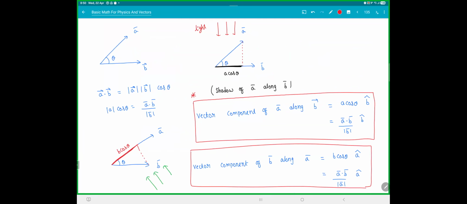I'll give you one more example, but have a look at this page first. So one way to think of the vector components is the shadows. What is the length of your shadow on the other vector? And what is the direction of your shadow?